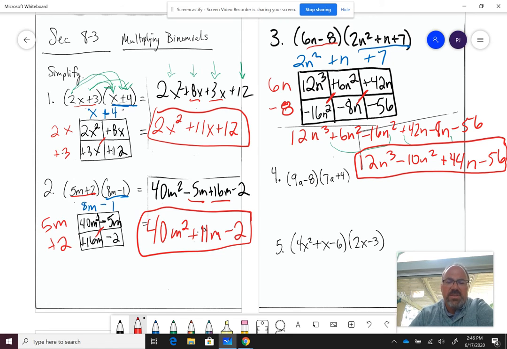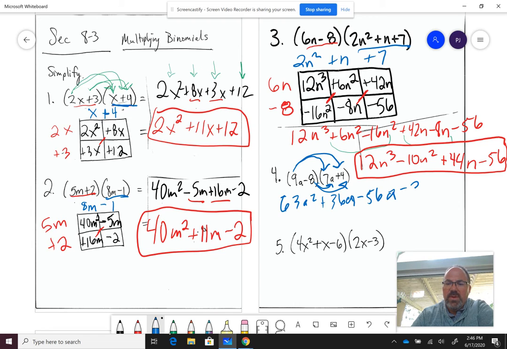I would suggest making the boxes. You don't have to. You can use the distributive method and go, okay, 9a times 7a, oh, that's 63a squared. 9a times 4, oh, that's positive 36a. Negative 8 times 7, oh, that's negative 56a. Negative 8 times 4, oh, that's negative 32. Okay, got a little messy there. Here are my like terms. Combine those to get your final answer.